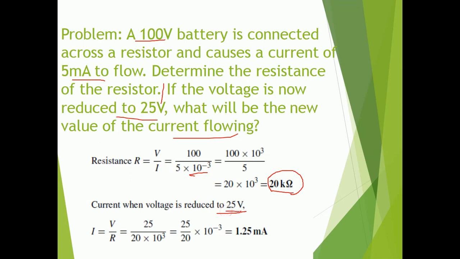So that means the new voltage is 25 volts, the value of resistance is 20 kilo ohm. So we need to calculate current, which comes out to be V by R. That is 25 divided by 20 kilo ohm. Kilo means 10 raised to the power of 3. It comes out to be 1.25 milliampere.